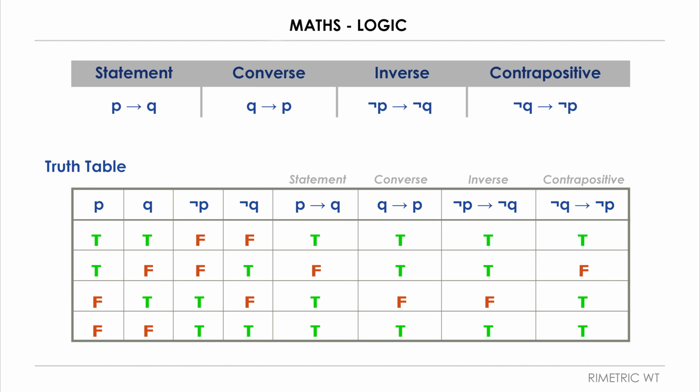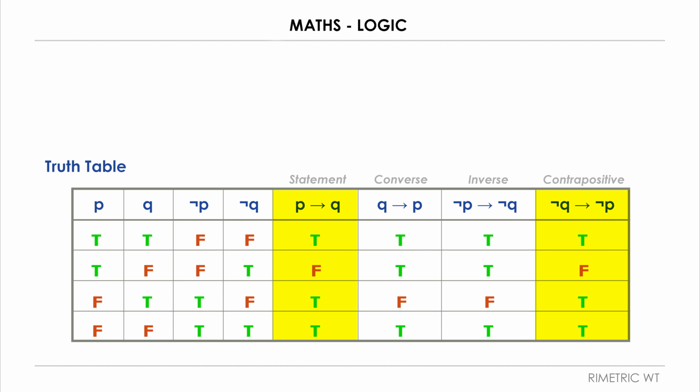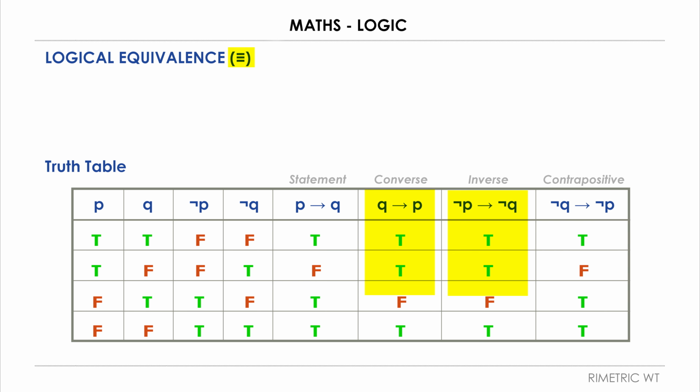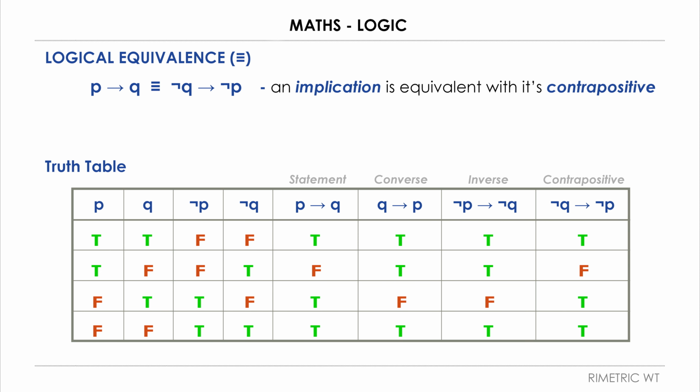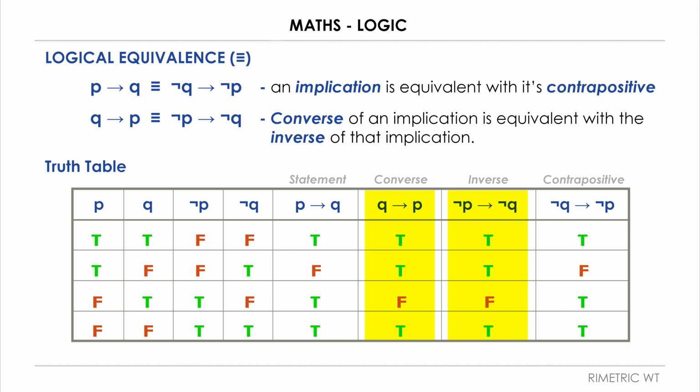As we can see from the truth table, the original statement and its contrapositive have the same truth values for every possible combination. When two compound propositions have identical truth values in all possible cases, they are said to be logically equivalent, which is expressed using the symbol shown here. The three-bar symbol illustrates equivalence. The converse and inverse of a compound proposition are also logically equivalent, meaning they have the same truth values for every possible combination, as shown in the truth table. Therefore, we can say that an implication proposition and its contrapositive are logically equivalent, and the converse and inverse of an implication proposition are also logically equivalent.